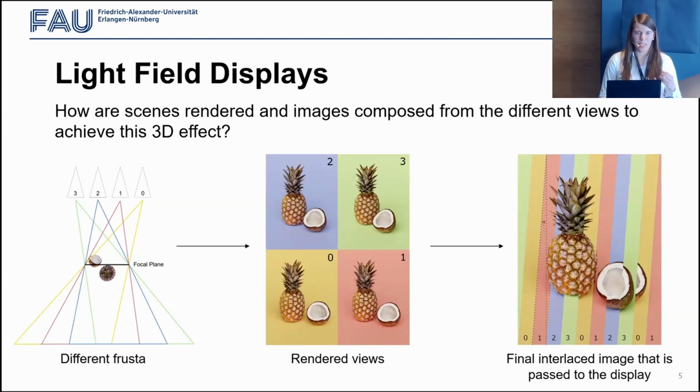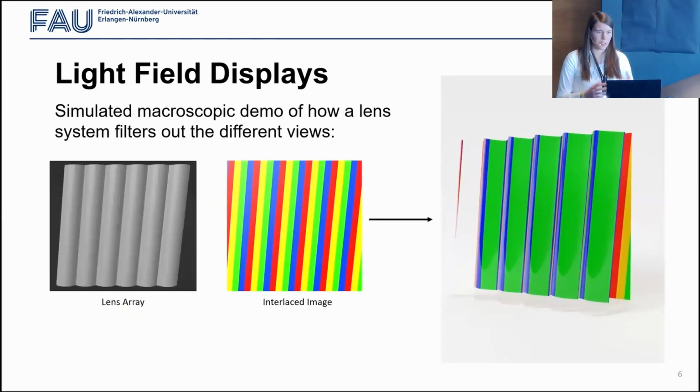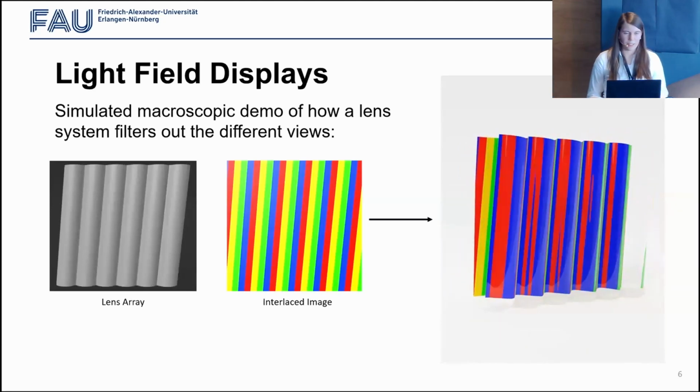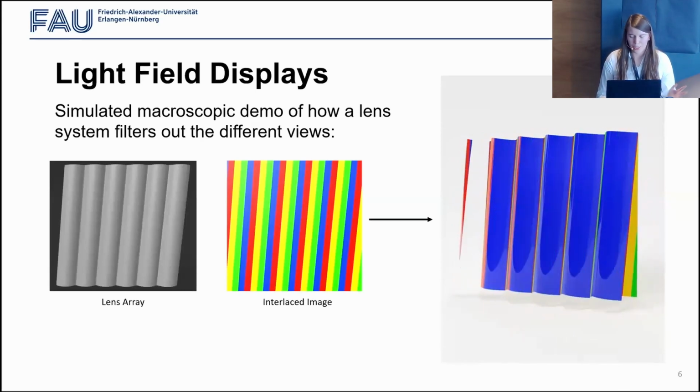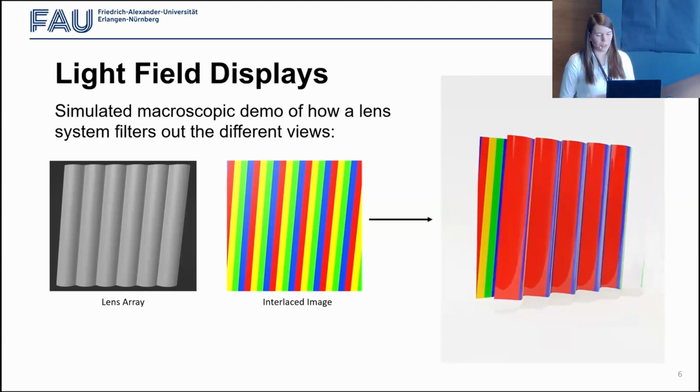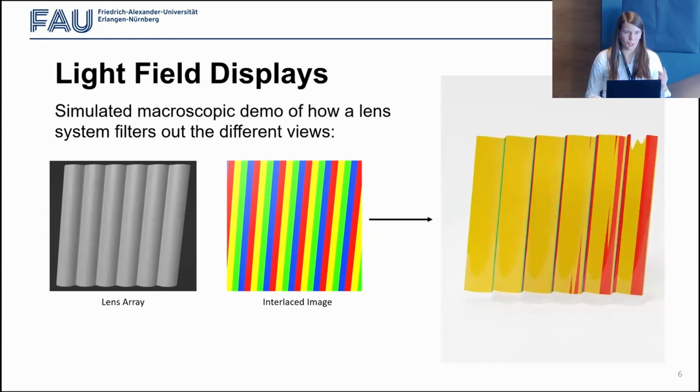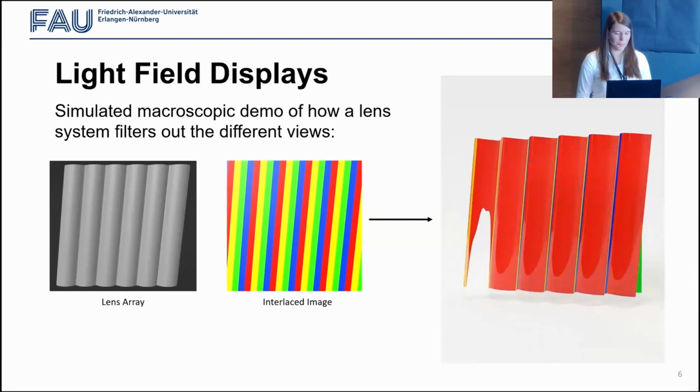So you start off and take a strip from view 0, then from 1, 2, 3, then you start off and take an image strip from view 0 again, 1, 2, 3, and so on until you filled this entire interlaced image. This image then contains about equal amounts of all views, and is then the image you actually see on the display itself. These parallax-based light field displays usually display this interlaced image behind some kind of optics, for example, lens arrays or barrier masks. Here in this macroscopic demo I created in Blender, you can see how these optical systems then filter out the individual views depending on your view angle at the display.